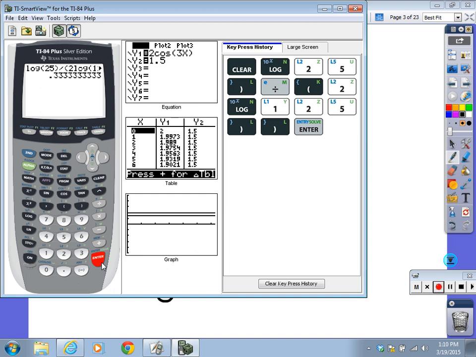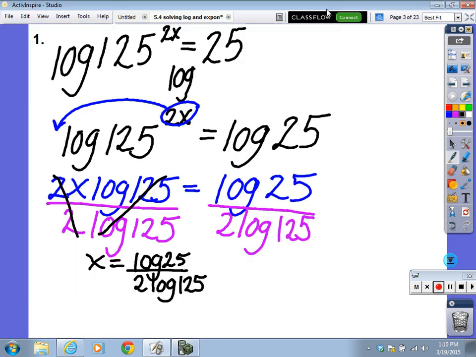Repeating, I'm going to change it to a fraction if you can. So I'm going to go math, enter, enter, so it will change it to a fraction. So the answer is 1/3. So that was equal to 1/3.